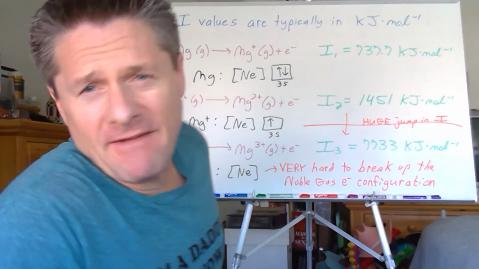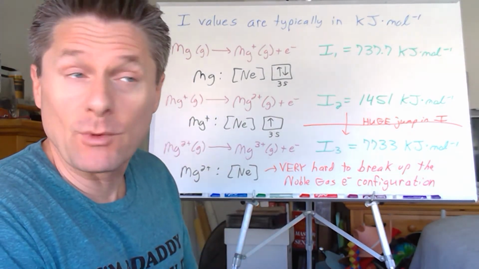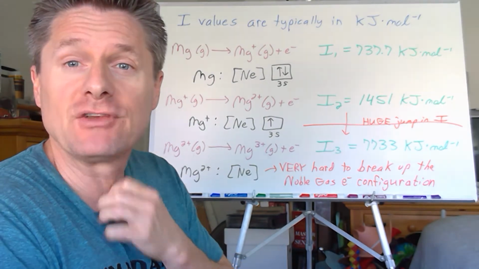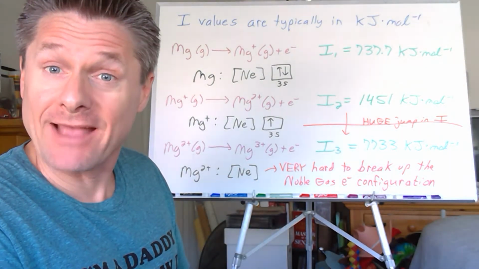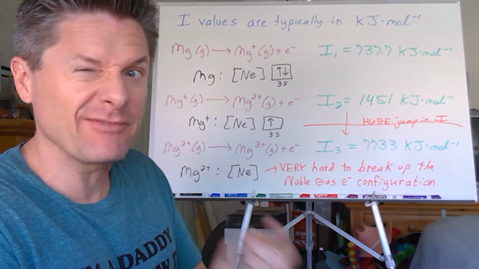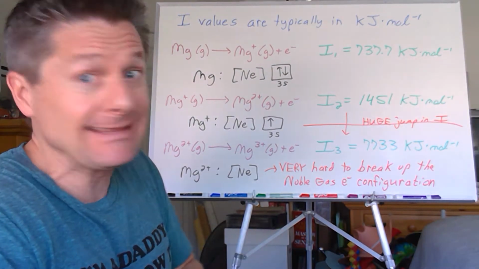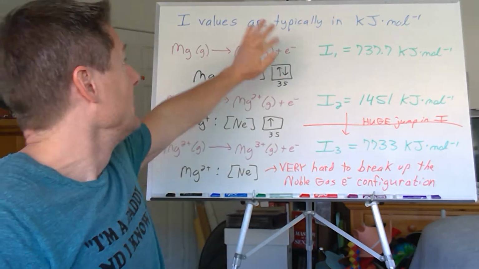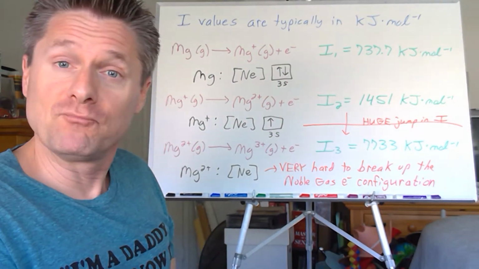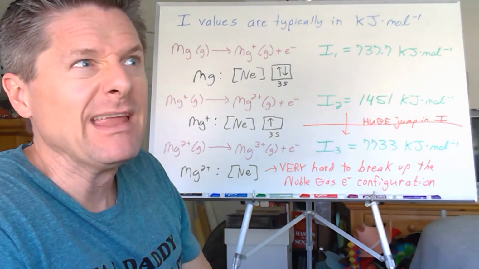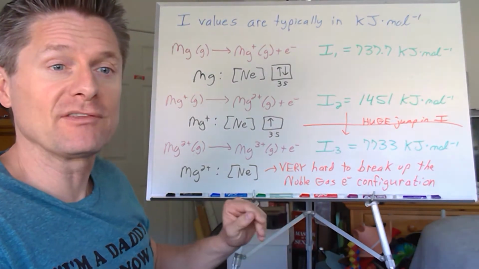Here's some specific values for you, and I want to show you why a lot of these metals have these preferred charges. We've learned how to predict preferred ionic charge from electron configurations, right? They want to be isoelectronic with the noble gas that's nearest to them. But let's look at what happens if they try to break up that noble gas electron configuration. Once it's at its happy state, it doesn't want to go anywhere else. So ionization energy values are typically in kilojoules per mole, right? Some people might still use kilocalories and things like that, but we're going to use kilojoules per mole in this class.